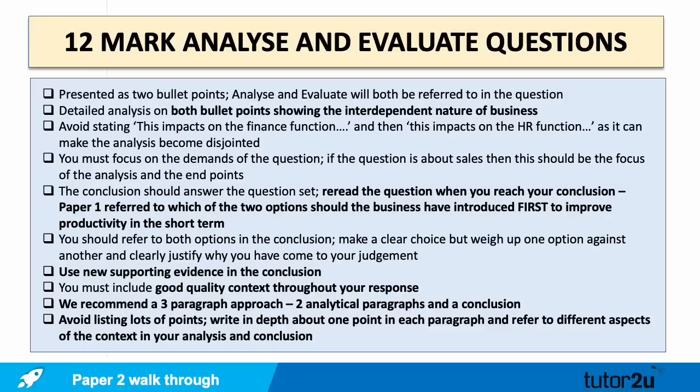This time, for paper 1, it referred to which of the 2 options should the business have introduced first to improve productivity in the short term. So the 2022 paper that you sat a couple of weeks ago referred to productivity. But instead of which will have the biggest impact, which is what we've traditionally seen in 12-mark questions, there was a lot to contend with here because you had to make a judgment about the introduction first to improve productivity. So that should have been the focus of the analysis all the way through in the short term.